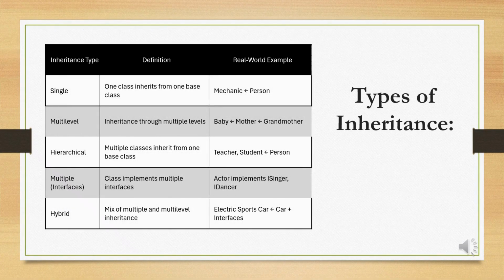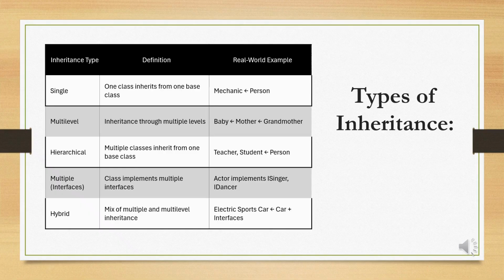Types of inheritance. Single inheritance: one derived class inherits from one base class. Example: Mechanic inherits from Person. A mechanic is a person who has specialized skills. Multi-level inheritance: a chain where a derived class is inherited by another class. Example: a baby inherits features from the mother, who inherited from the grandmother.